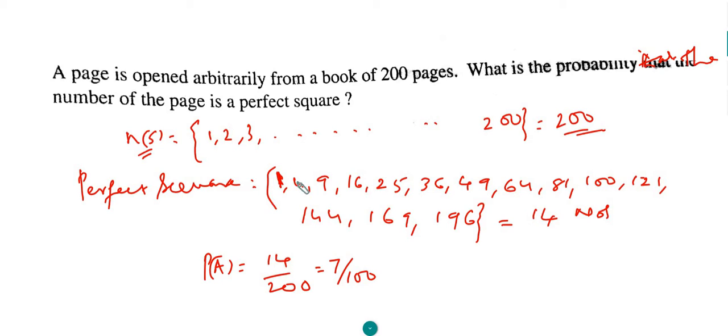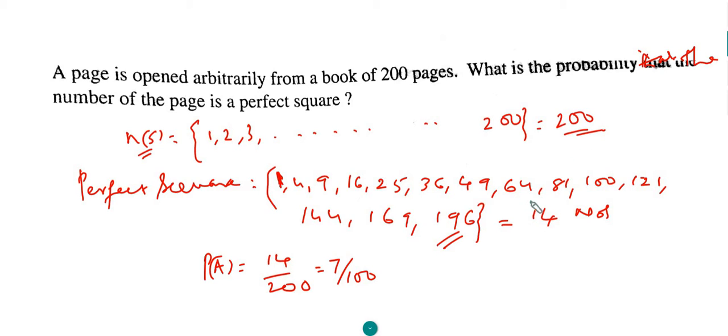Okay, 1 square, now 2 square, 3 square, 4 square, 5 square is 25, 6 square, 7 square, 8 square, like this. How many are there? 13 square is 169, 14 square is 196. So 15 square should not come. Why? Because 15 square is 225. It is out of the range.